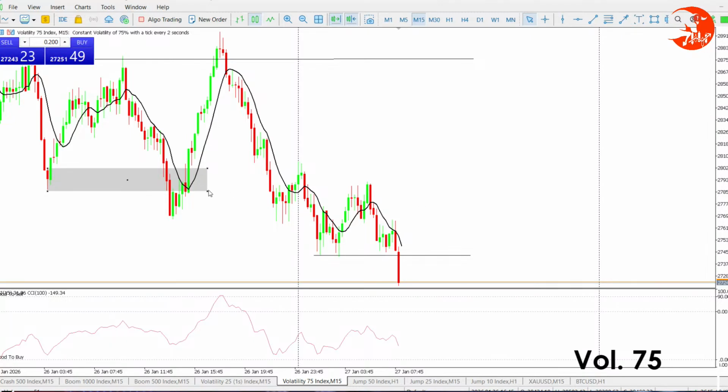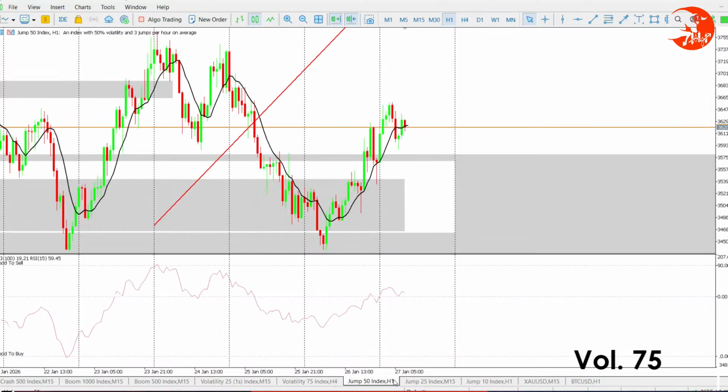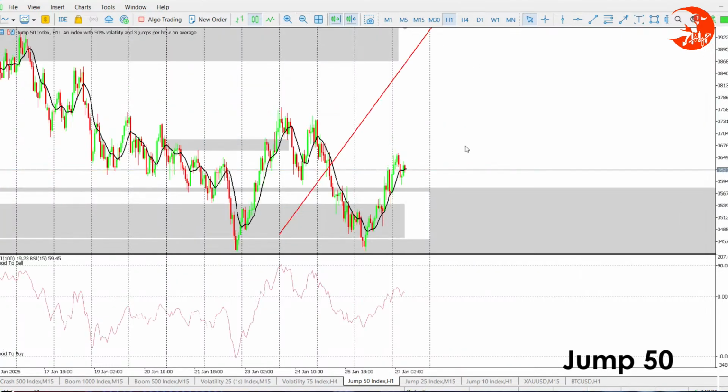I'm out of this, no wastage of time on this. Delete these, we don't need them. Let's go to Jump 50. Jump 50, start from Friday. This is Monday, Sunday, Saturday, Friday.